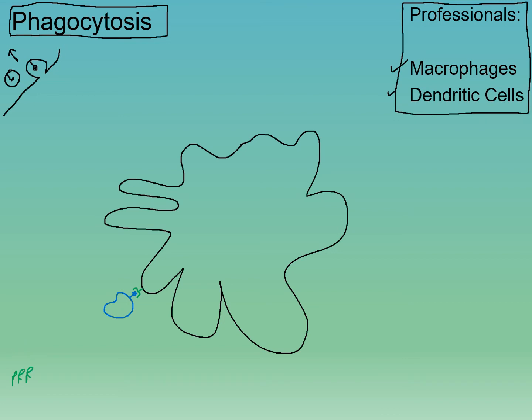The protein spike is called a PAMP. A PAMP, that is a pathogen associated molecular pattern.